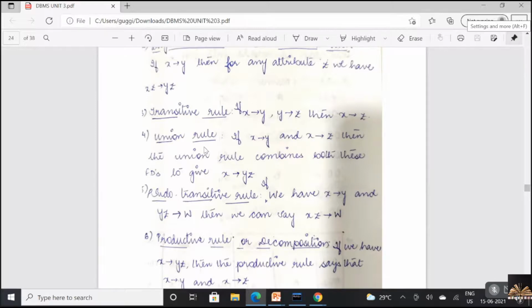Now, union rule is you're just trying to combine two FDs. So if I've got X implies Y and X implies Z, then I can say that X implies YZ. So see, if X implies Y and X implies Z are two functional dependency, then the union rule says that we can combine both these FDs because the LHS is same in both the cases. That is the reason I'm writing X implies YZ.